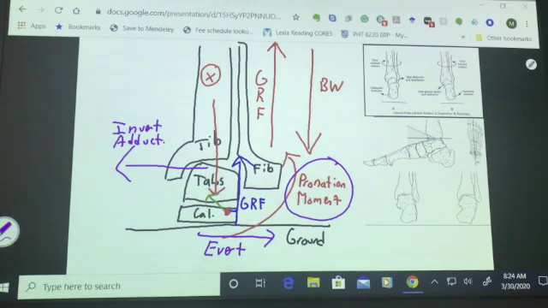Remember that talus is going to react to what's happening above it and below it. So I have this big force coming down from my tibia. Also, the calcaneus slides out of the way. There's only a couple places for the talus to go. The talus is going to slide medially. So I want to make sure you understand that concept.